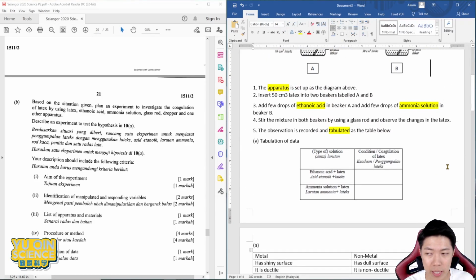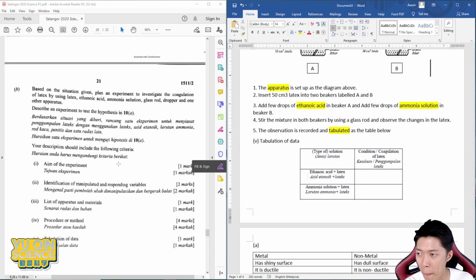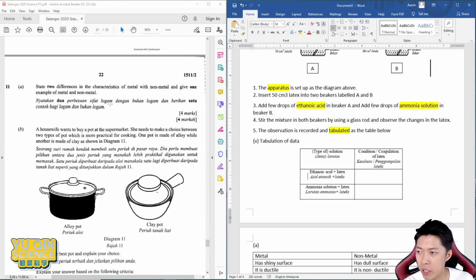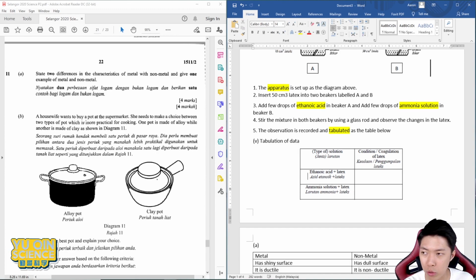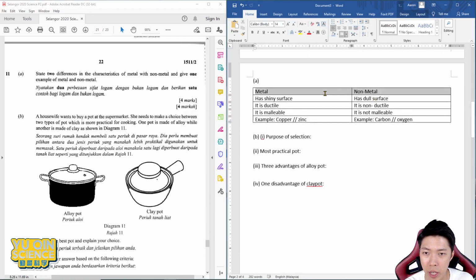Okay, 2 more questions, then we're done. Like 11 or 12. You choose either one to do, but I do both for you now. So 2 characteristics of metal and non-metal, and give 1 example. So 2 characteristics of metal.